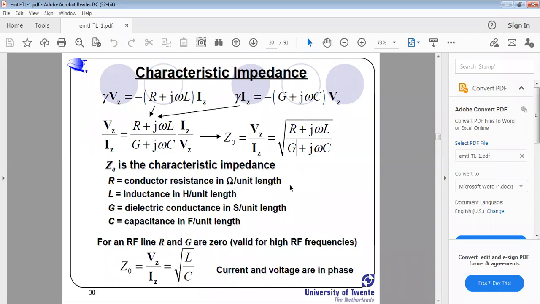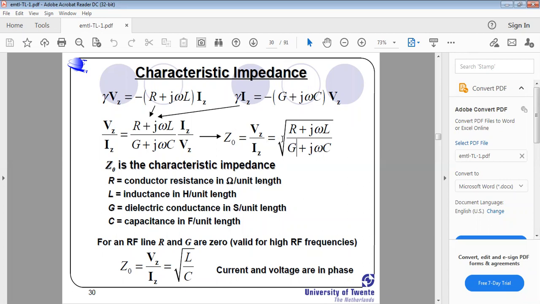When these two terms are 0, Z naught becomes square root of j omega L by j omega C. Both j omega terms cancel, giving square root of L by C. That is the characteristic impedance of a lossless transmission line. Remember that point. It is very, very important in competitive exams also.